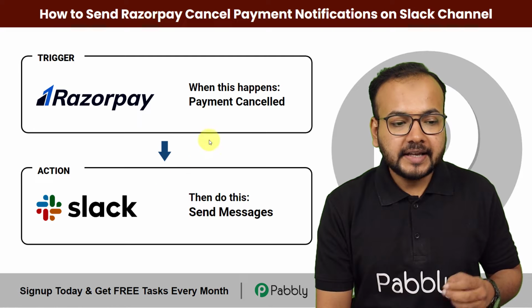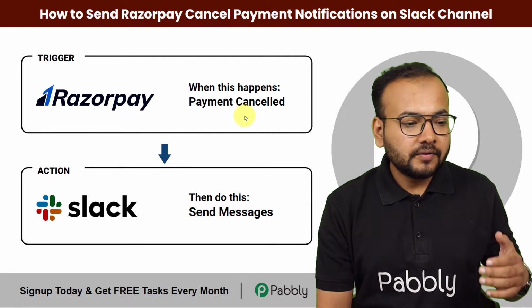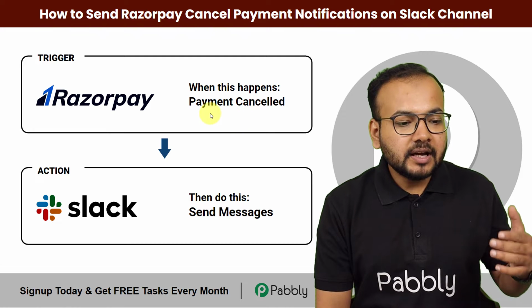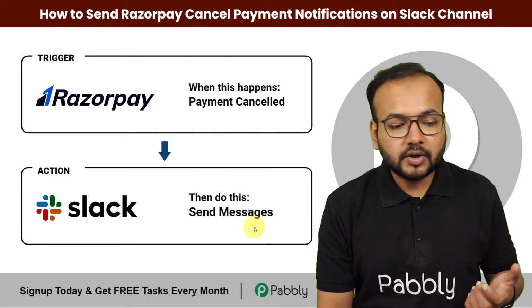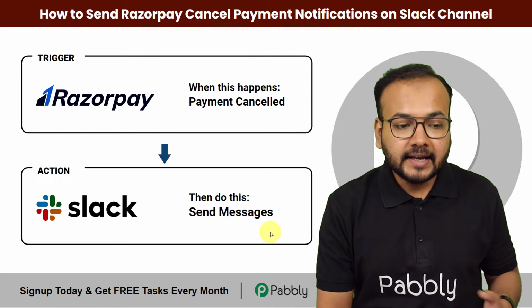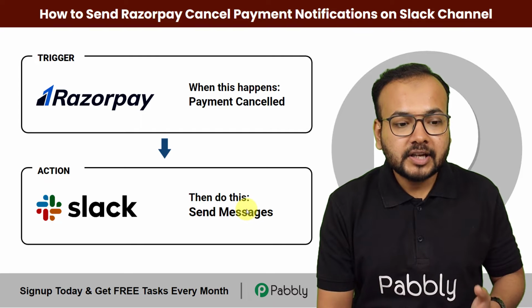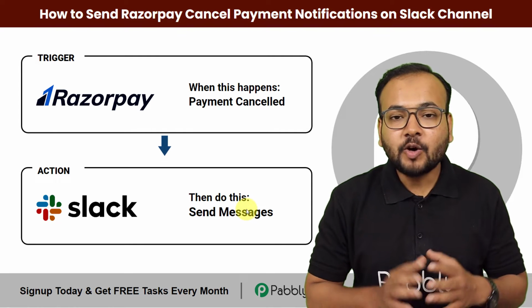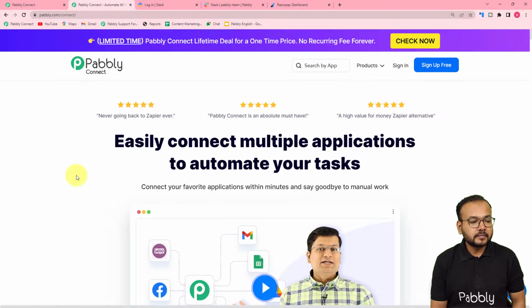And after that, as and when you are going to get a payment cancelled due to any reason from Razorpay payment page, the notification message about this payment cancellation will be delivered to your team on Slack automatically. And guys, we are going to set up this automation with the help of Pabbly Connect, and you can also set up this without any coding very easily. So let me show you how you can do this.